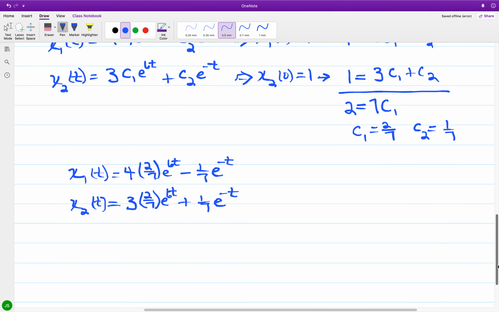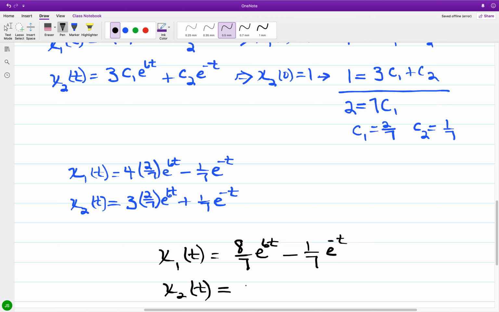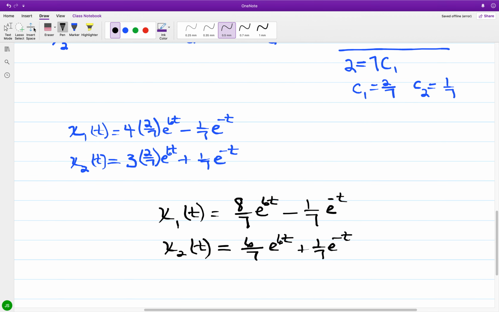And so it follows that the solution we have for the system is, for x1 of t, 8/7 of e to the 6t minus 1/7 of e to the negative t. And for x2 of t, 6/7 of e to the 6t plus 1/7 of e to the negative t. And that will be the result for this system.